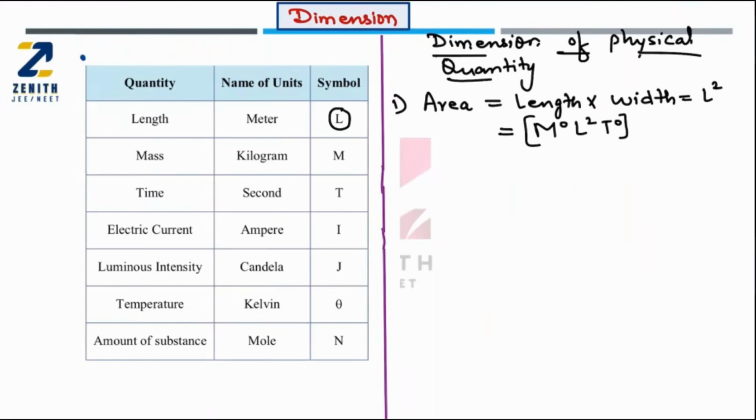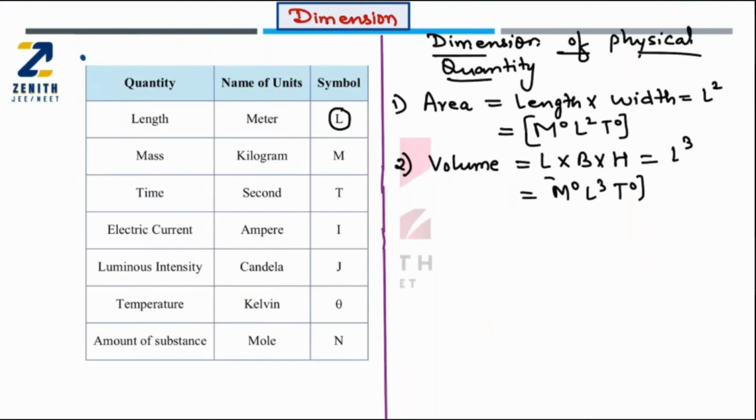There is a 2 power in the length, so the area dimension will be M0 L2 T0. Second example, volume. Volume क्या है? लेंथ, विड्थ और हाइट, इसको मेजर करने के लिए L3, और इसको ये भी लिख सकते हैं M0 L3 एंड T0, बिकॉज दिस इज टाइम इंडिपेंडेंट.